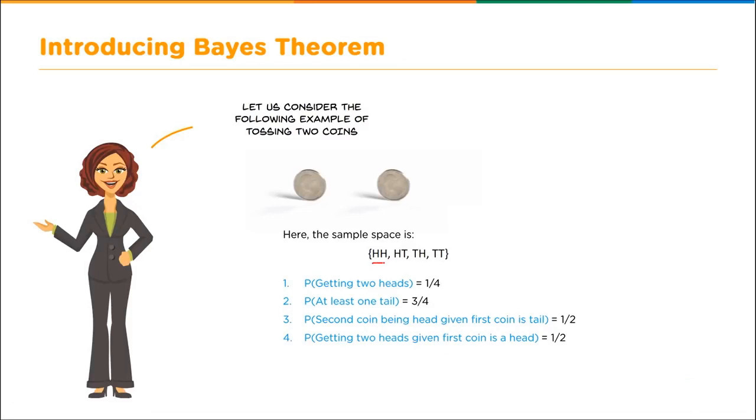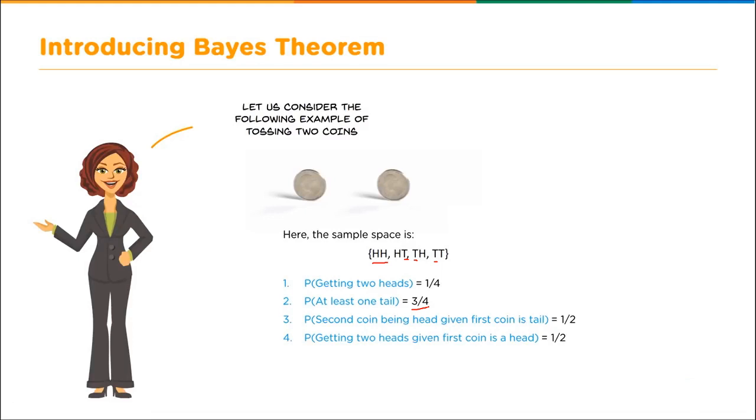Now this is only one event which is going to happen, where there are two consecutive heads, I mean both the coins being heads, which is 1 upon 4. Again, the probability of at least one tail: among the four events, at least one tail occurs in three of them, so the probability is 3 upon 4.